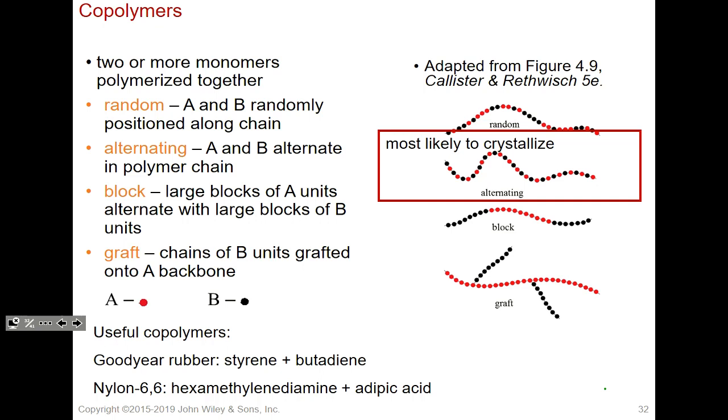If something is really ordered like this, like an alternating, black is the B mer, A is the red mer, each dot is a mer. If it's controlled and alternating like that, it's easier to crystallize. For blocks, it's less easy because sometimes you can't control the length of this block versus the length of the second block. So it's less able to crystallize relative to that of an alternating copolymer.